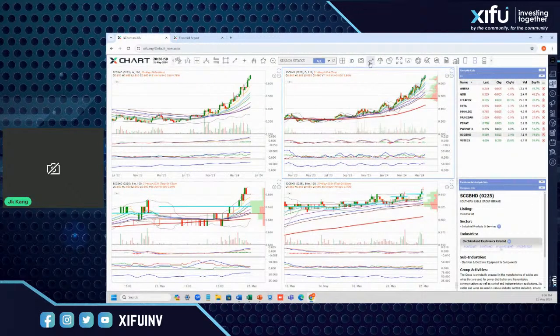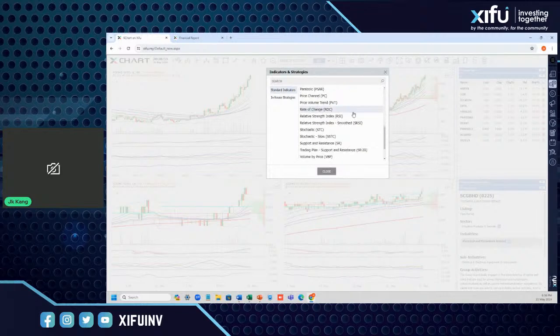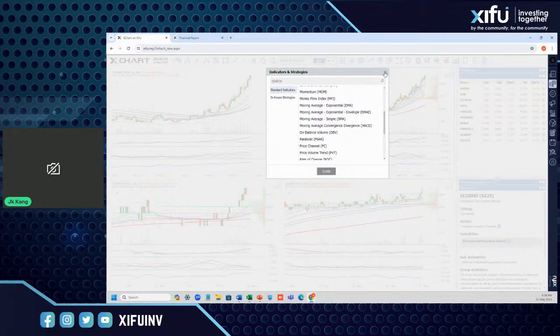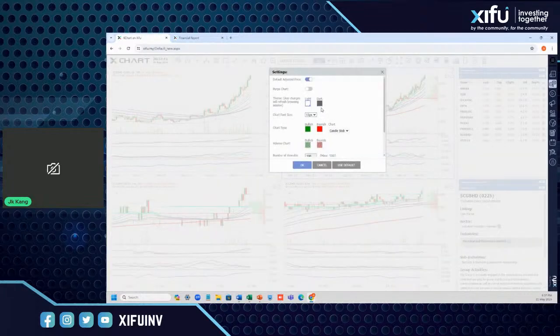Okay, these will be the tools. The indicators to use from. Of course, here will be the comparison chart, the ratio chart, blow up into the full screen, and this will be the filing, the layout of the charts and the saving of the layout and the setting of the chart itself. Okay.